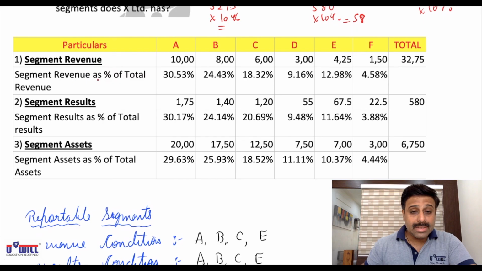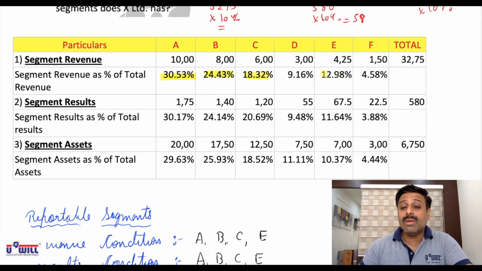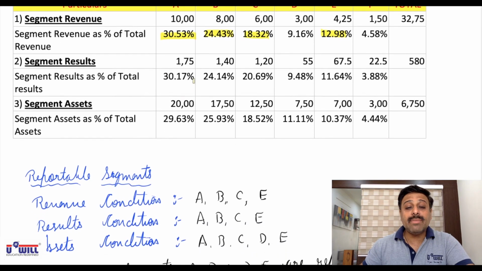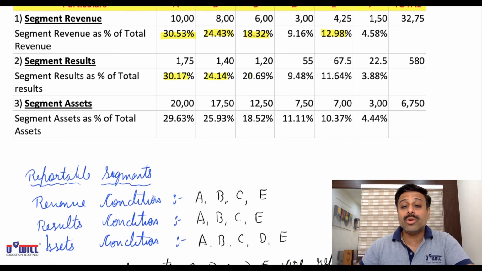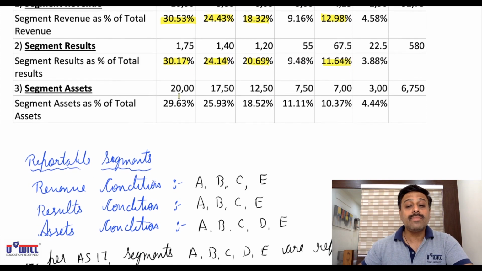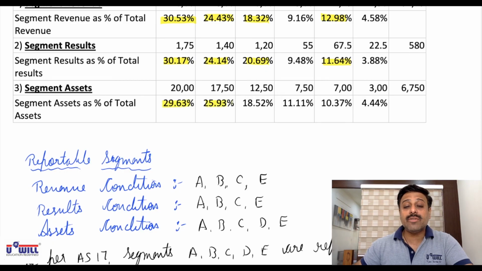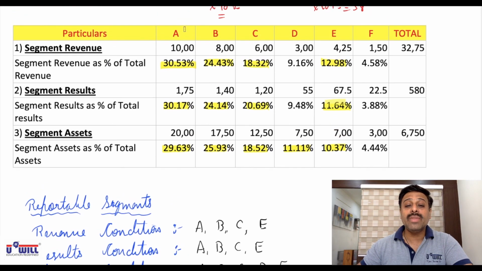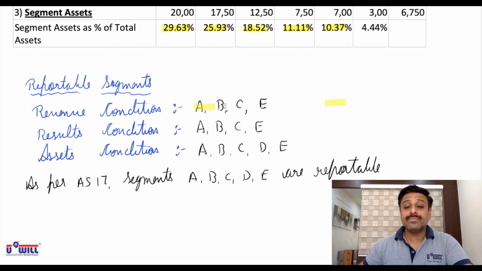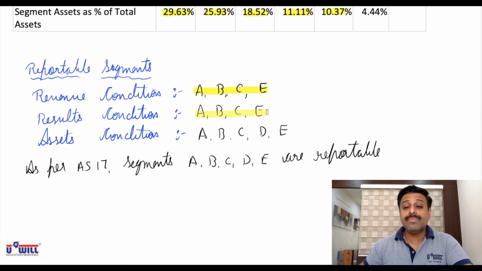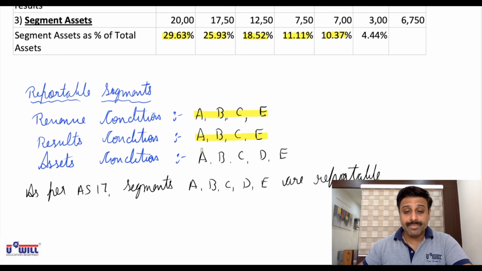Check it, everyone. Segment revenue in percentage: 30.53, 24.43, 18.32, 9.16 will not be reportable, 12.98 and 4.58. In segment results: 30.17, 24.14, 20.69, 9.48 won't be reported, 11.64 and 3.88. In segment assets: 29.63, 25.93, 18.52, 11.11, 10.37, 4.44 won't be reported. So the first condition gives A, B, C, E. The second condition again A, B, C, E. But the third condition gives A, B, C, D, E. So A, B, C, D, E are the reportable segments.